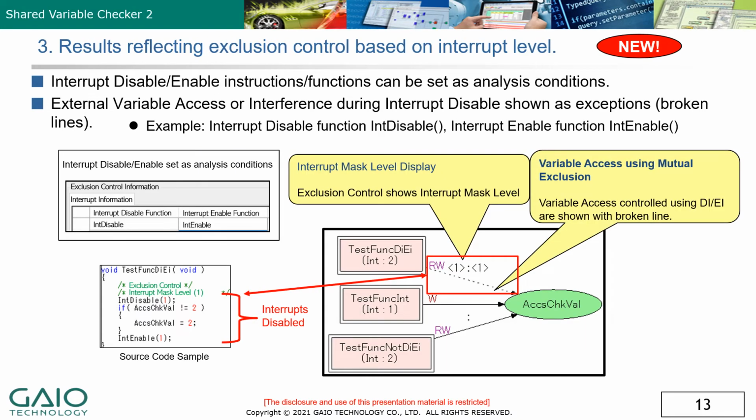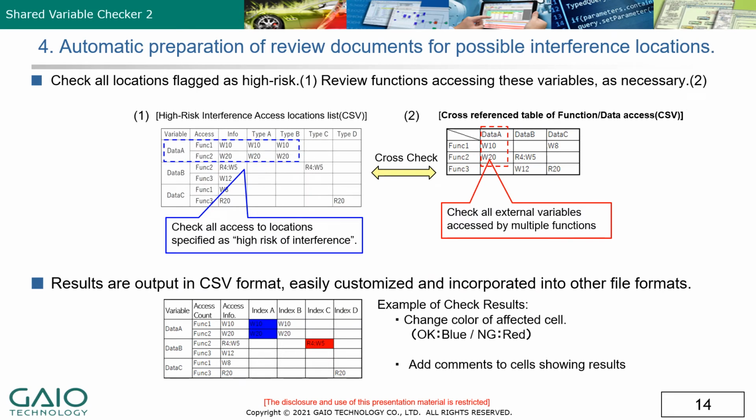Interrupt, enable, and disable instructions can be referenced in determining how tasks behave under exclusion control. Both cases are represented differently in the graphical representation to be easily discernible. If any possible cases of interference are detected, these are listed in the output reports for developer review. These files are prepared in Excel CSV format, which can be easily incorporated into other files and tools.